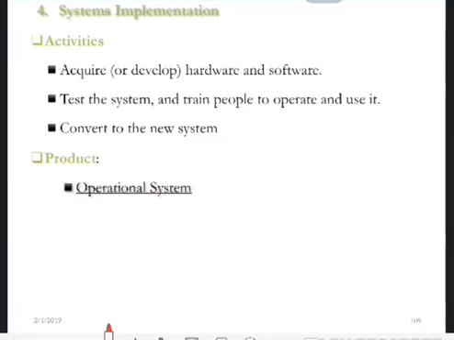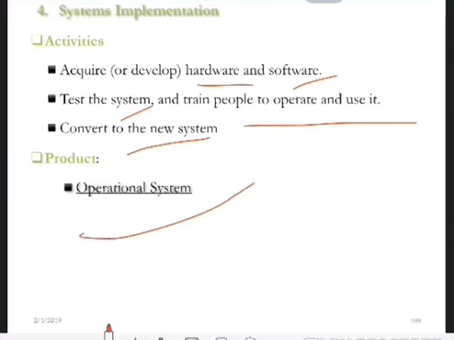Then system implementation activities: acquire or develop hardware and software. Here we have to acquire, or purchase, or develop such hardware and software. Then we have to test the system and train people to operate and use it. We have to test the system, and we have to give training for people to operate it, and we have to convert to the new system. How to put an operational system in place: a working system is expected in the fourth stage.